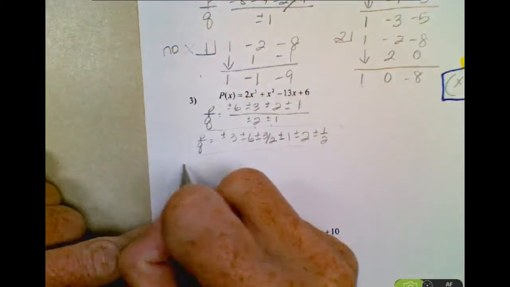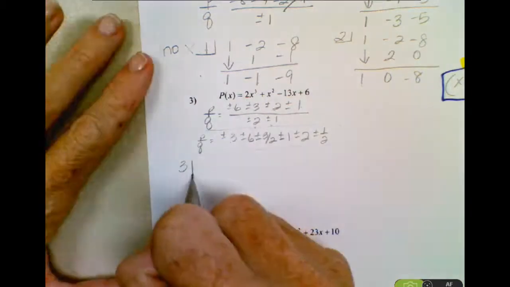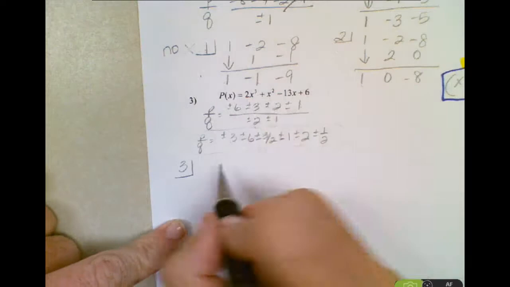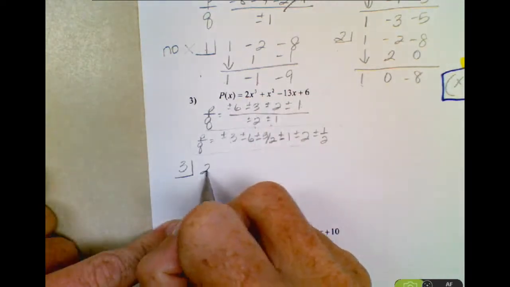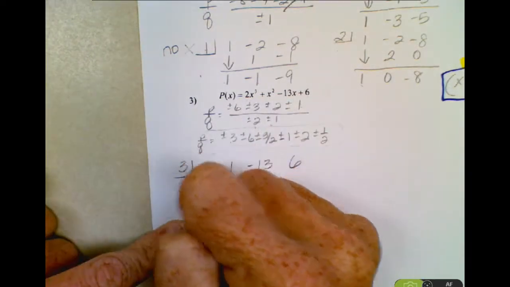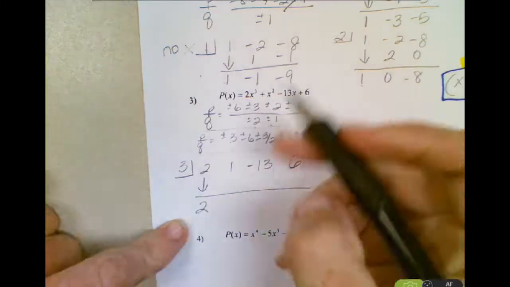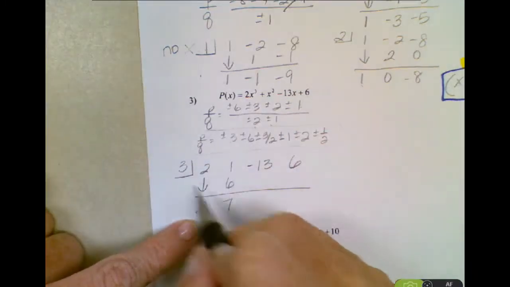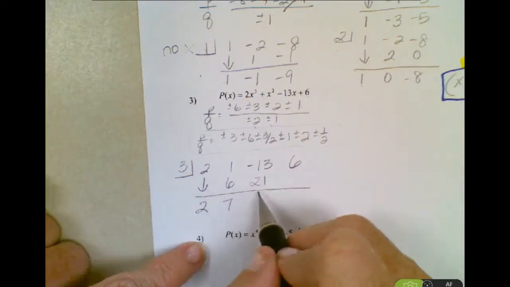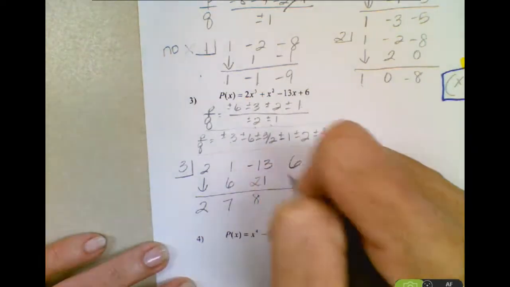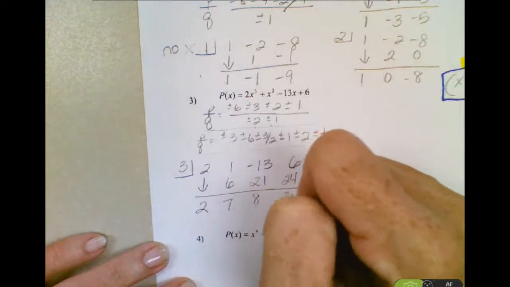So I'm going to go ahead and start with a 3. And my coefficients are listed in descending order, and they're all accounted for. So I have 2, 1, negative 13, and 6. Pull that 2 down. We have 2 times 3 is 6. 6 plus 1 is 7. 7 times 3 is 21. Negative 13 plus 21 is 8. 8 times 3 is 24. That gives us a remainder of 30.